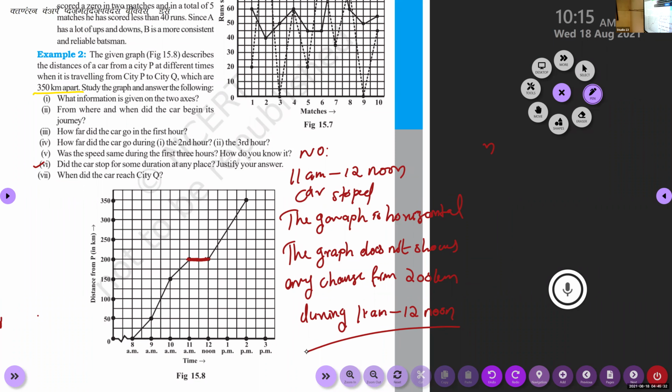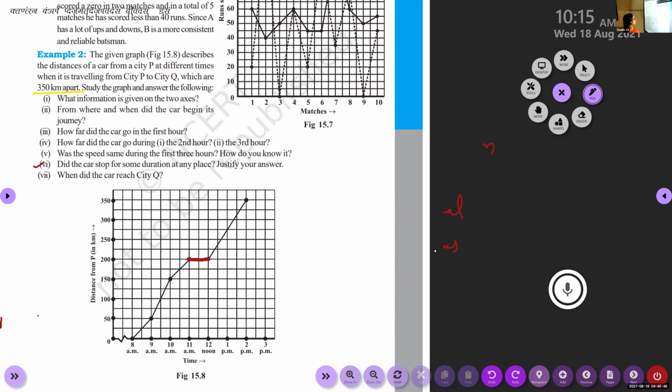Okay, Aaron, next question. When did the car reach City Q? What was the time when it reached City Q? 2 p.m. See, this is the point Q. Yes, 2 p.m. So the car reaches City Q at 2 p.m.